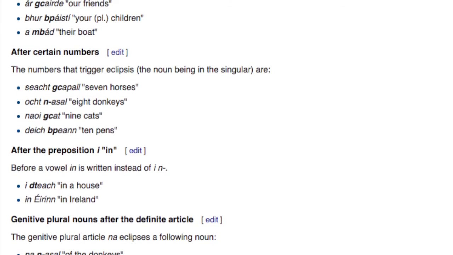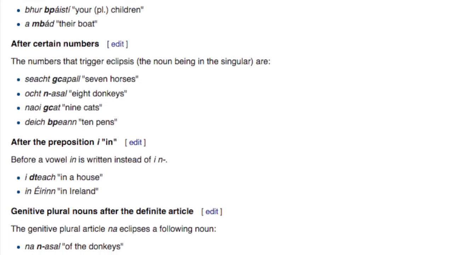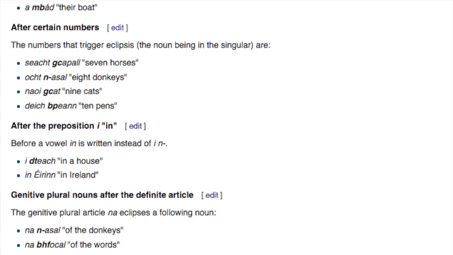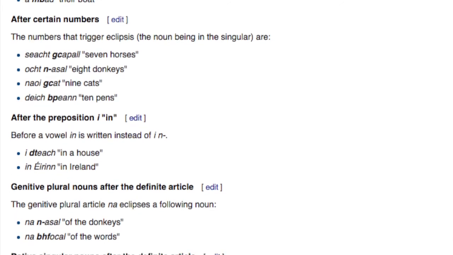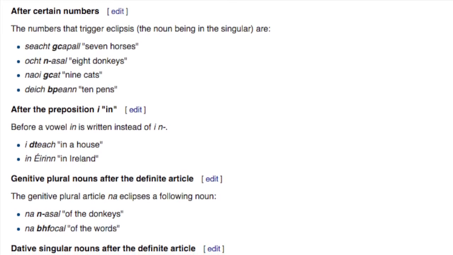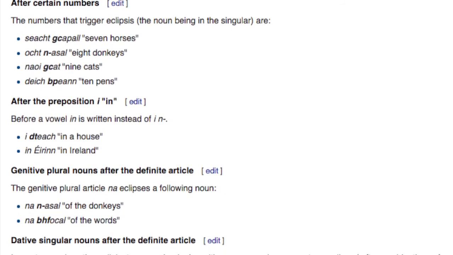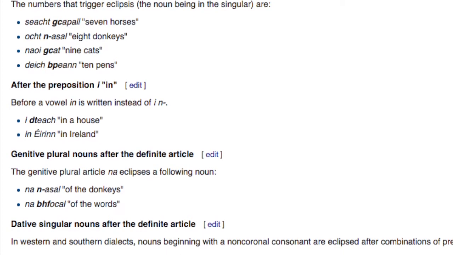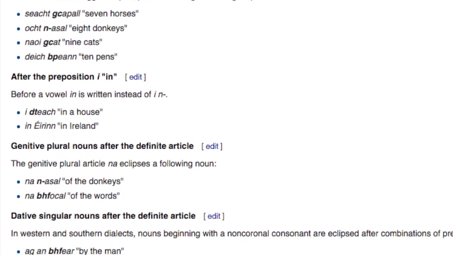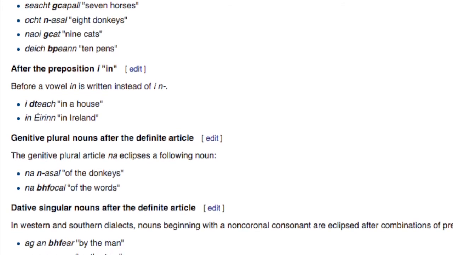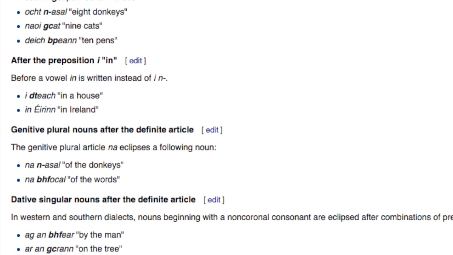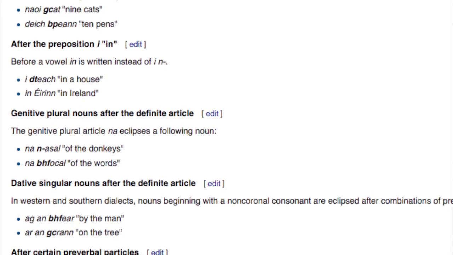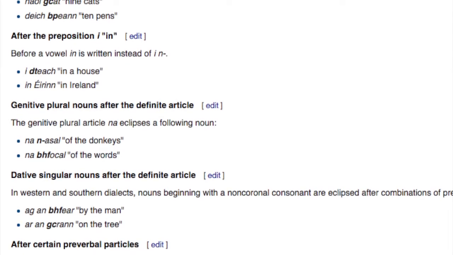After certain numbers, which I think we saw before in the counting video, the numbers that trigger eclipsis, the noun being in the singular, are shocked, goppel, 7 horses, ucht, nossel, 8 donkeys, ní gat, 9 cats, 10 biaun, 10 pens. Another reason to use the uru is after the preposition I. Before a vowel, in is written instead of I, n, dash. For example, I jock, in a house, in Éireann, in Ireland.